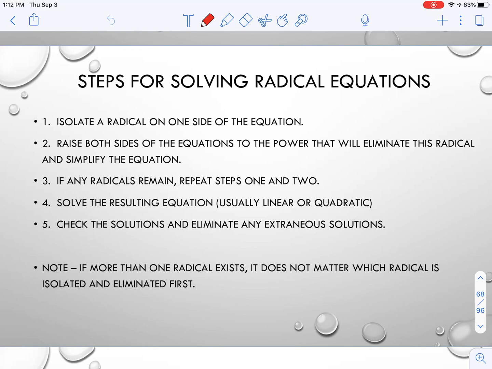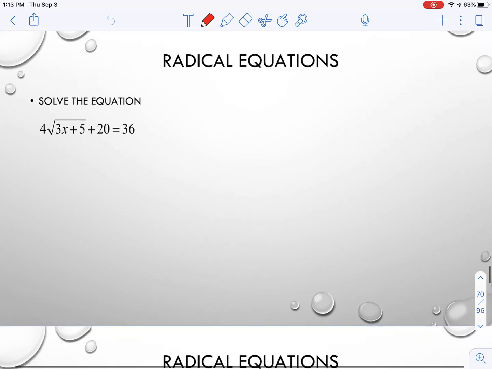And I have a note here at the bottom that if we do have more than one radical, it doesn't necessarily matter which radical is isolated and eliminated first, but I would also caution you to take a look and see, is one going to be easier to work with than the other, and is it going to make your life simpler to eliminate one versus the other? So it doesn't necessarily matter, but it could make a difference in the amount of work that you have in front of you. So let's take a look at an example here.